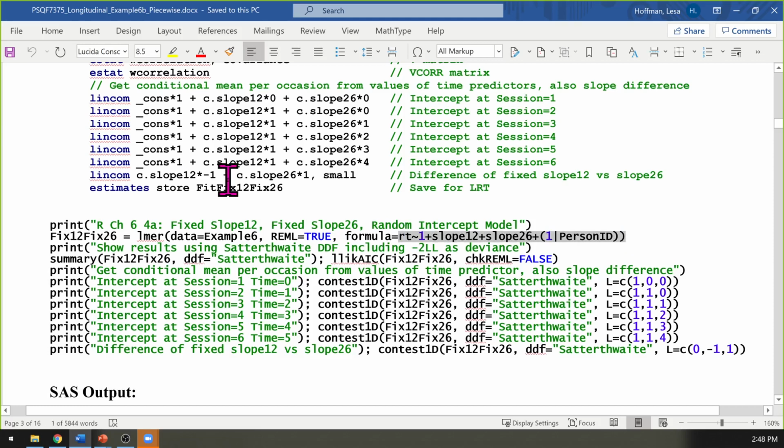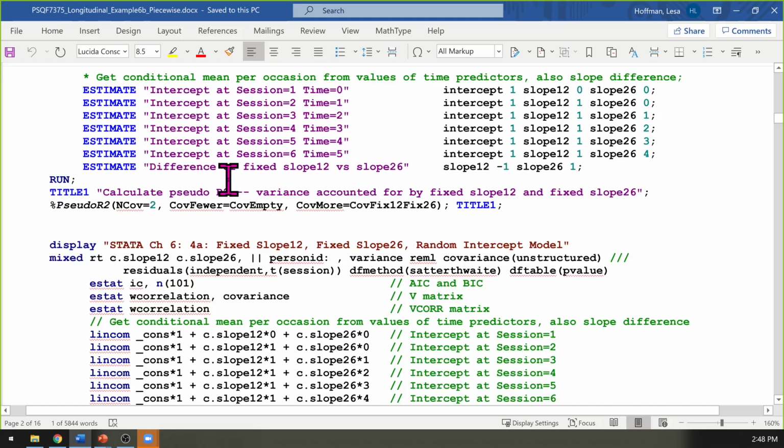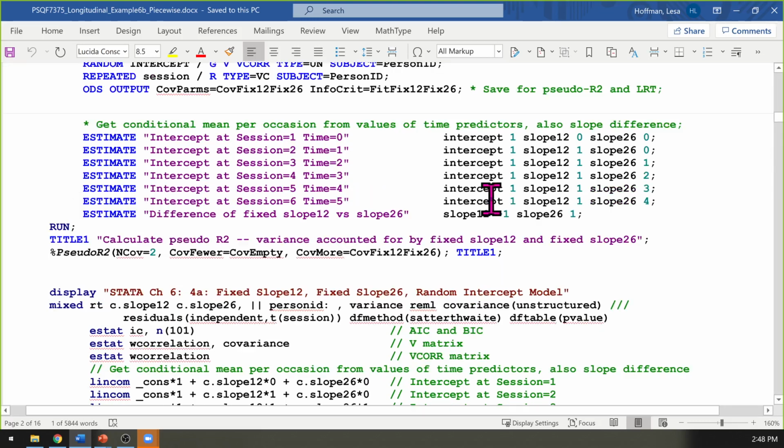Now the rest of these. These estimate statements are generating what the model says the predicted outcome should be at each occasion. And note the values that go in the estimate statements are the exact same values that went into creating the predictors. There's a one-to-one correspondence there for a reason. The values that go into these estimate statements to create predicted outcomes are the values that correspond to the predictor for that occasion. So that's why for slope 1, 2, it's 0 for session 1, it's 1 for all the others. For slope 2, 6, it's 0, 0, 1, 2, 3, 4, because that's how the predictor was formed.